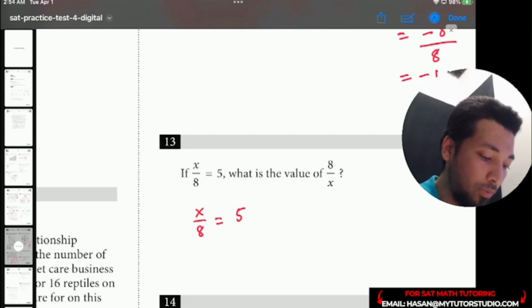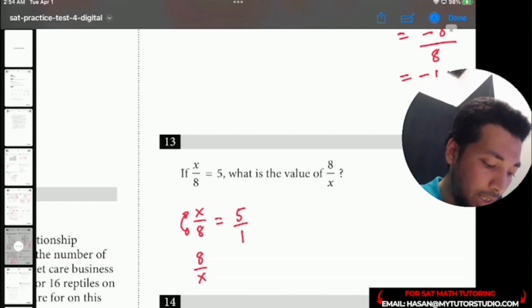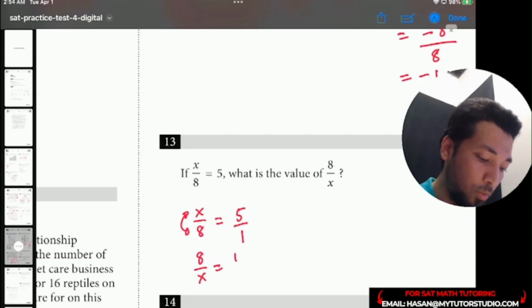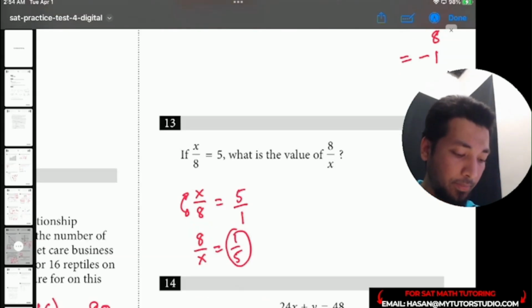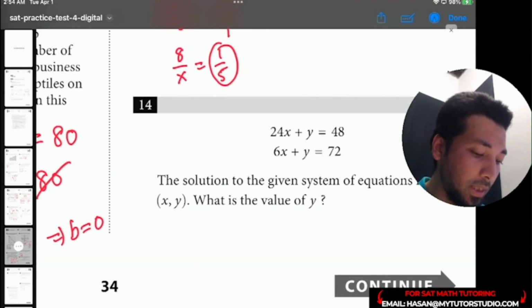To get 8 over x, I can simply take the reciprocal. So I know that this 5 has a denominator of 1. So if I switch this x and 8, it's 8 over x. So this 5 over 1 will be 1 over 5. That's our answer. Now let's look at problem number 14.